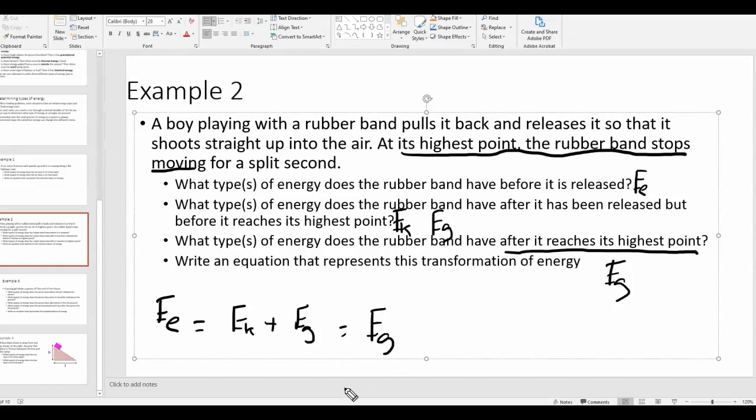Okay, so what happens to the rubber band is the boy pulls it back, stores up elastic potential energy, lets it go. That amount of elastic potential energy gets transformed into kinetic energy and potential energy as it goes up. Okay, and then as it keeps going up, it loses kinetic energy, and then all of that kinetic energy goes into gravitational potential energy at the highest point, and then it starts to fall back down again, and the energy turns back into kinetic energy. Okay, so that is it for example 2. Pause there if you need to look at that some more.